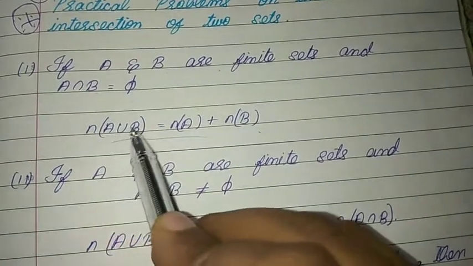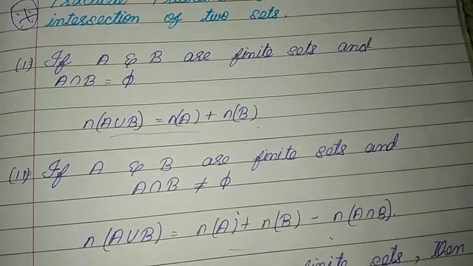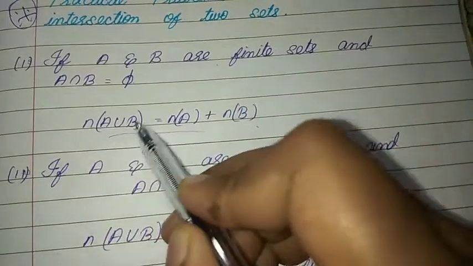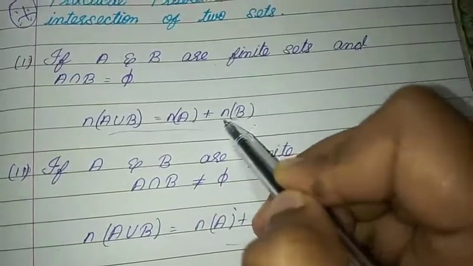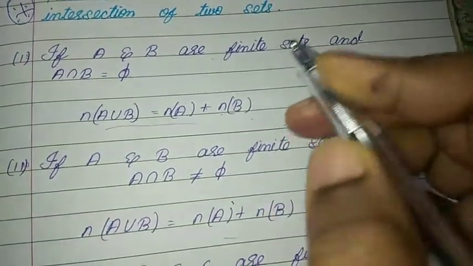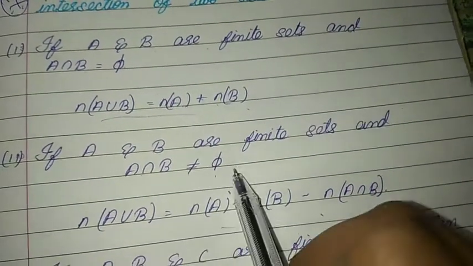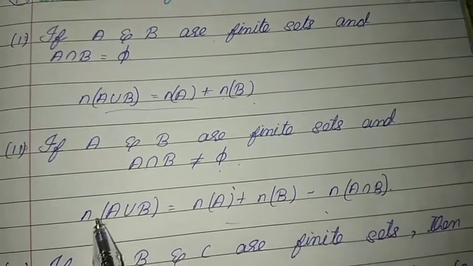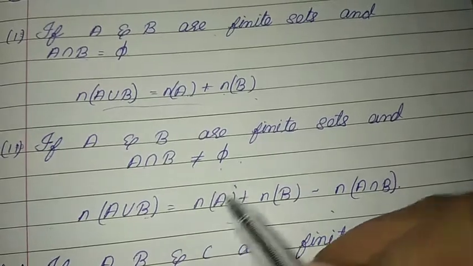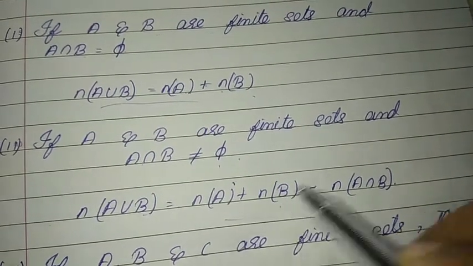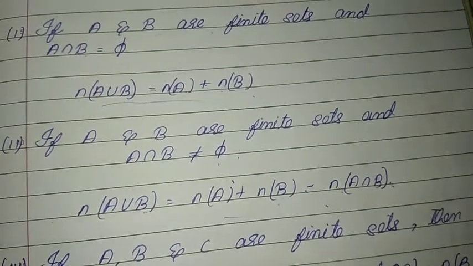n of A union B, I taught you what it is: the number of elements in the set A union B is equal to n of A, the number of elements in set A, plus n of B, the number of elements in set B. Next, when A intersection B is not equal to φ, that is, some element is present, then n of A union B is equal to n of A plus n of B minus n of A intersection B.